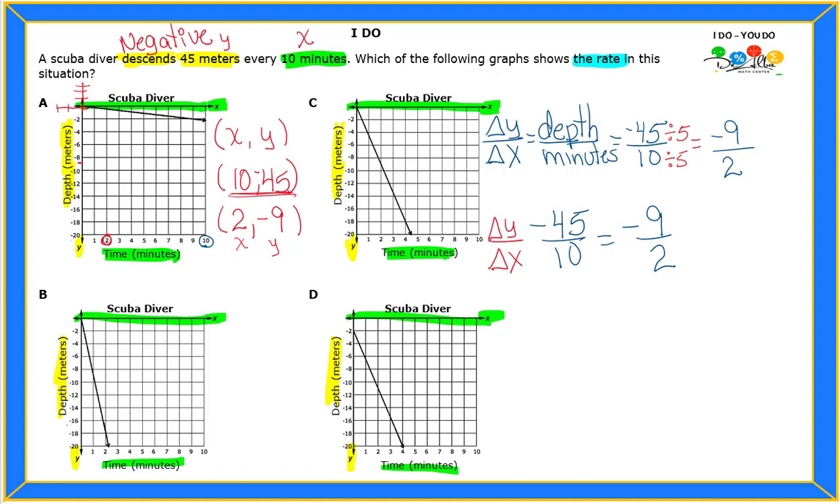Is that right? So I'm going to find that point where these two intersect. And that point is not near my line. So it cannot be letter A. Okay? Let's go to B.